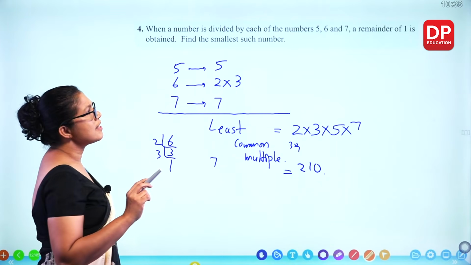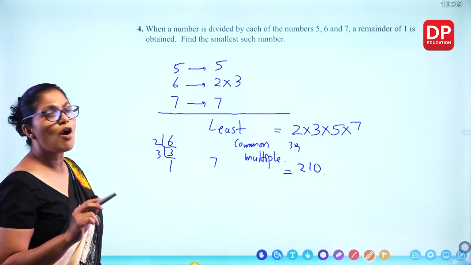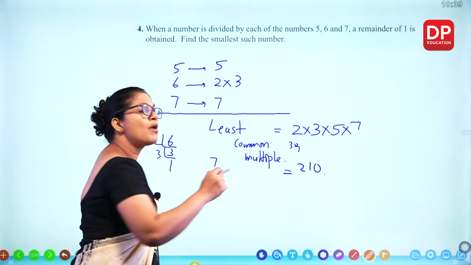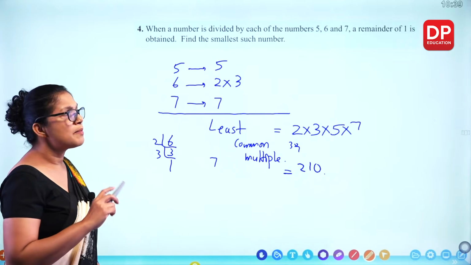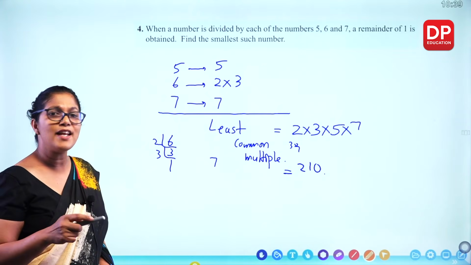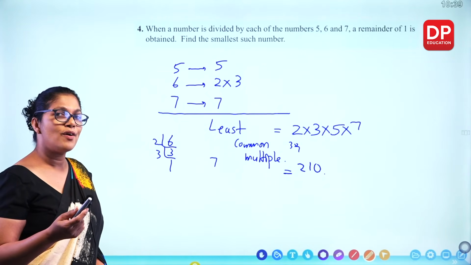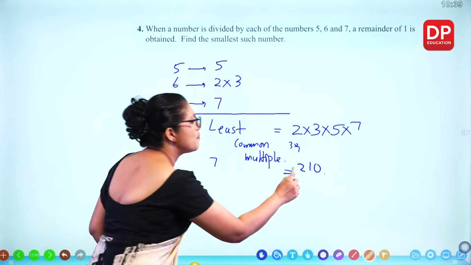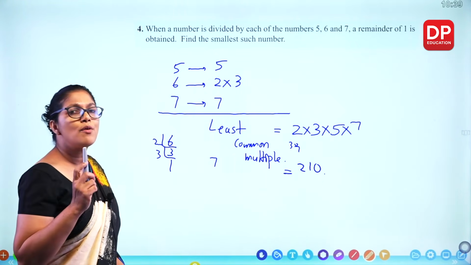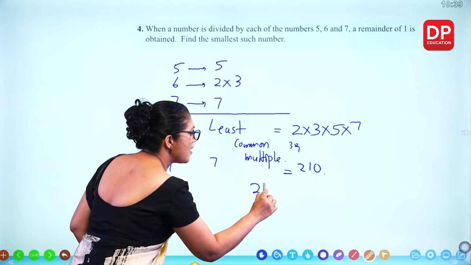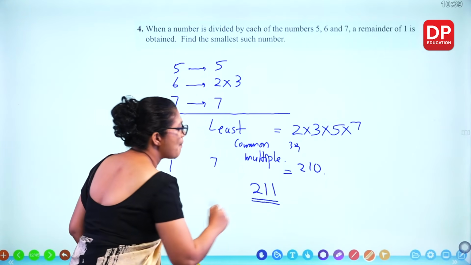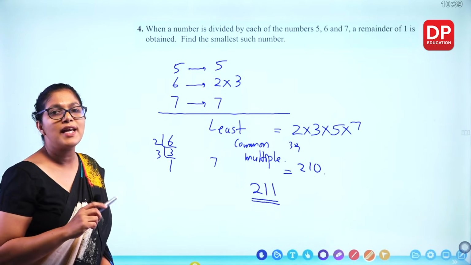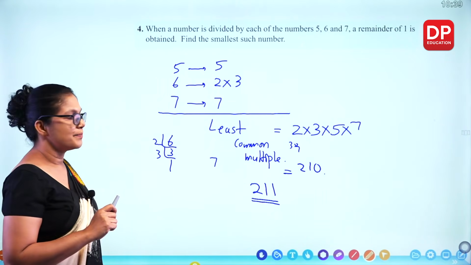But the question asks, a remainder of 1 is obtained. Now, if you take 210, it's divisible by all of 5, 6, 7 and the remainder is 0. So if you want remainder 1, what should the number be? You have to add 1 to that. So 211 is the number. When you divide by 5, 6, 7, you get remainder 1.